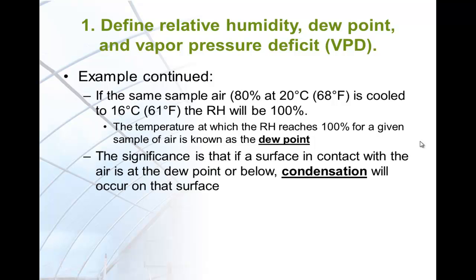Dew point is a very important concept in plant production, because if a surface is in contact with air at the dew point or below, condensation will occur on that surface. This surface could be the surface of a superstructure overhead, or it could be the canopy leaf surface. As long as the surface temperature is at dew point or below dew point, condensation will occur.